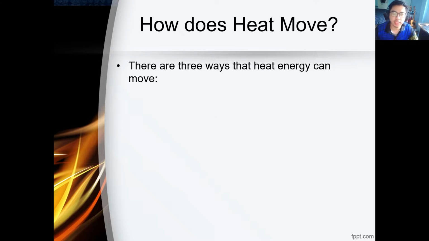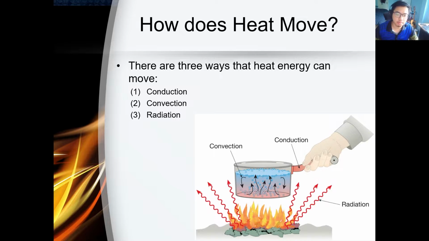There are three ways in which heat energy can move or transfer. One is by conduction, the second method is by convection, and lastly by radiation. And we're going to look at each one of these in this unit. In this first part, we're going to look at conduction.